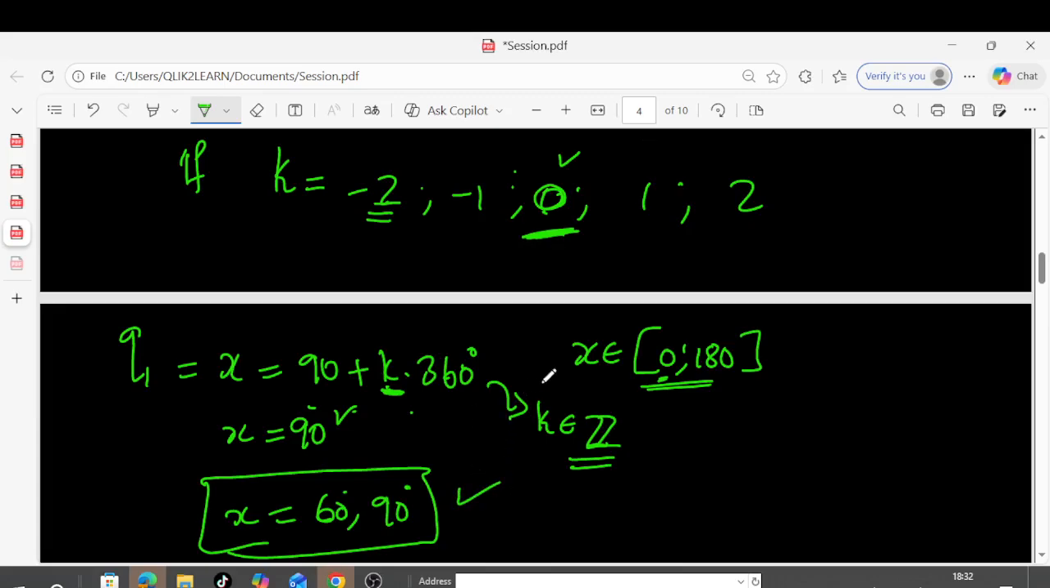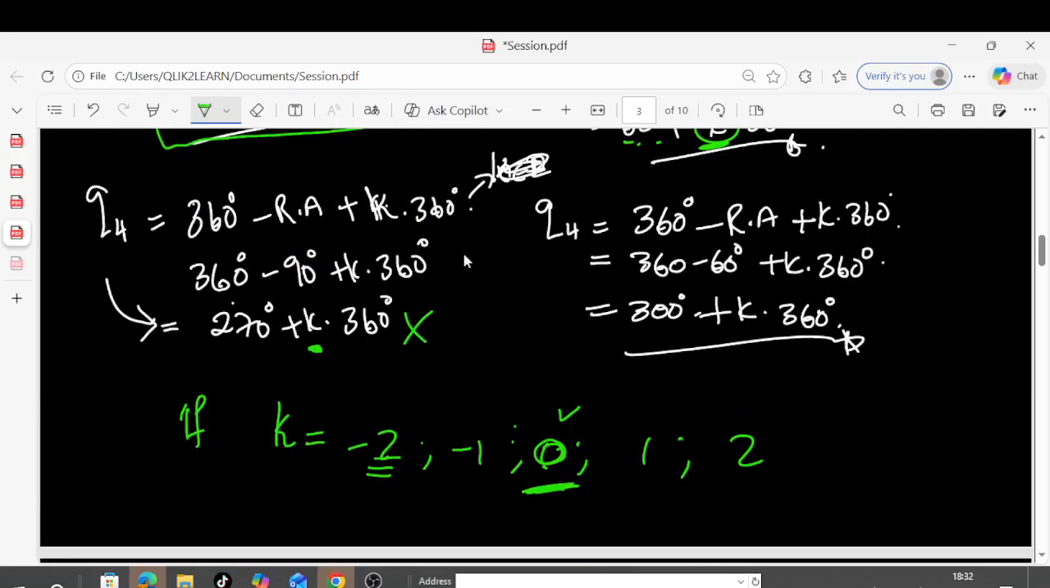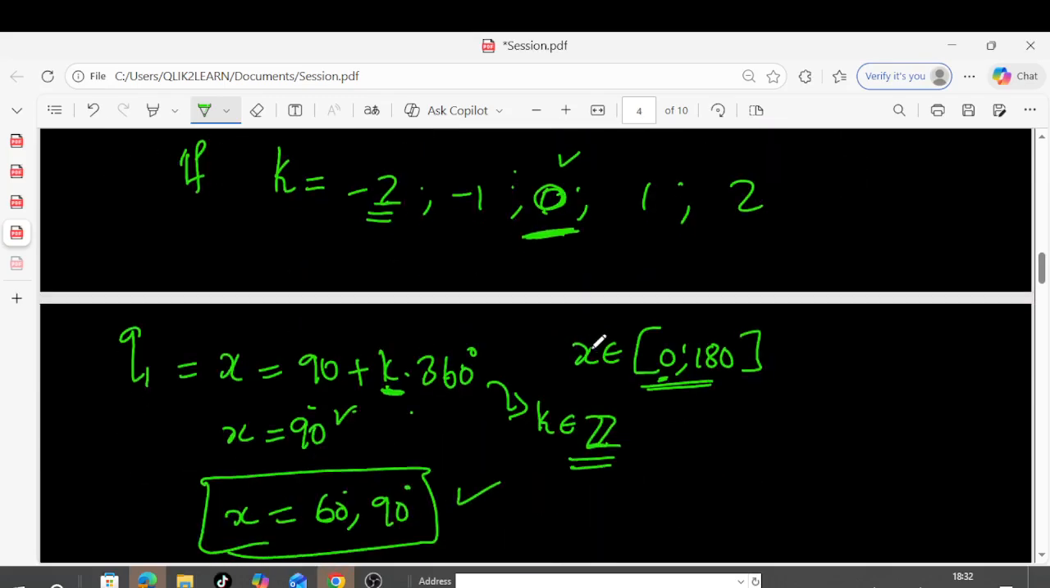The reason we did not check this one is that if we put 0, we have 300. 300 is not between 0 and 180, so I'm just going to reject that.